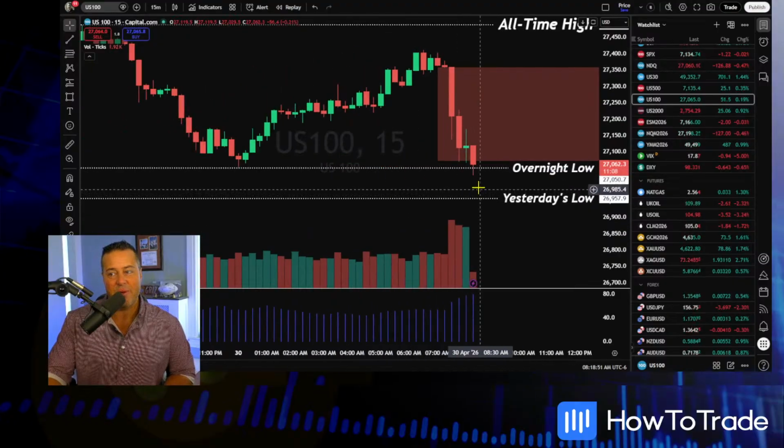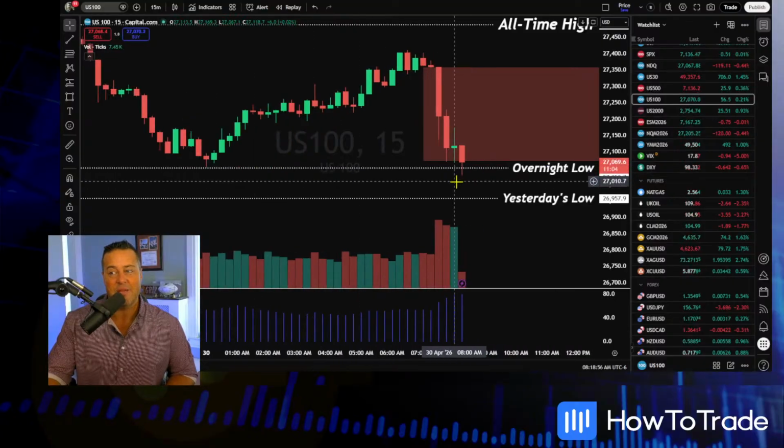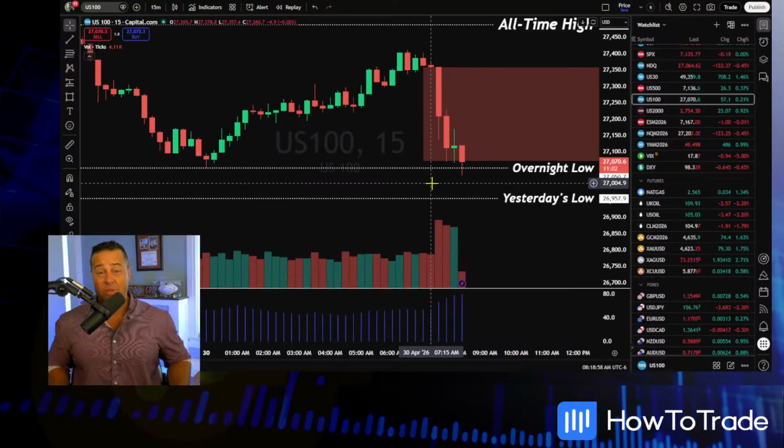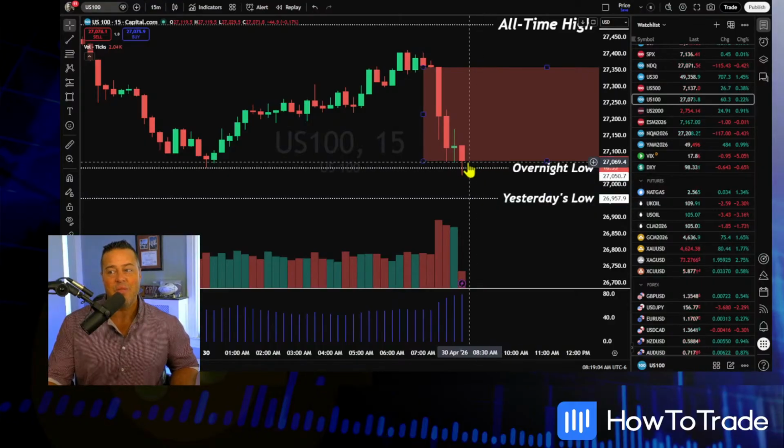You can see that the bidders are sort of protecting that overnight low. They're stepping up and they're bidding and they're protecting it. Why? Because the US 100 has been incredibly strong over the past month. And the bidders are like, maybe this is just a dip. Let's buy it. Okay, well, if you can buy it, that's great. Now you're starting to rotate. So there is some bidders down here.